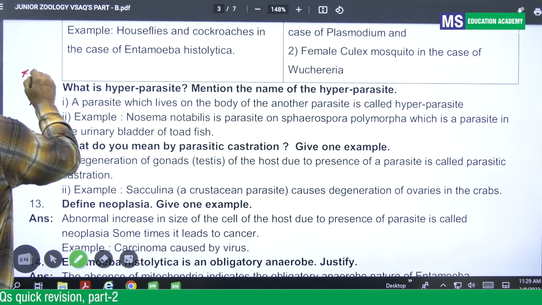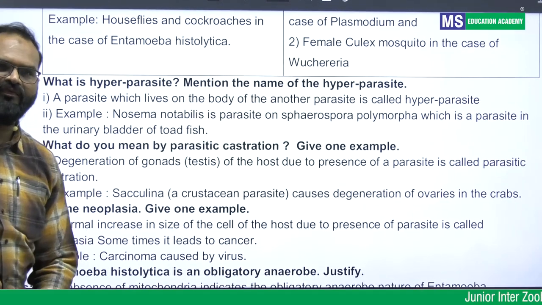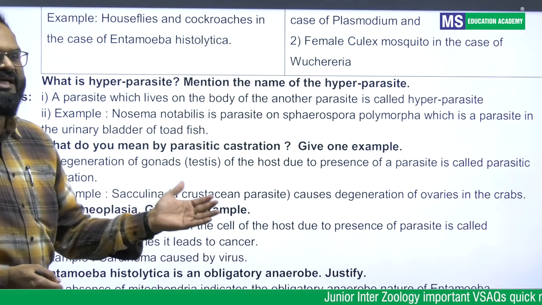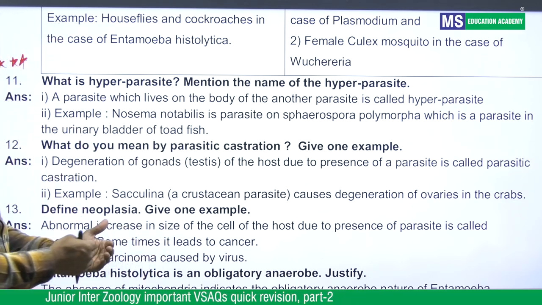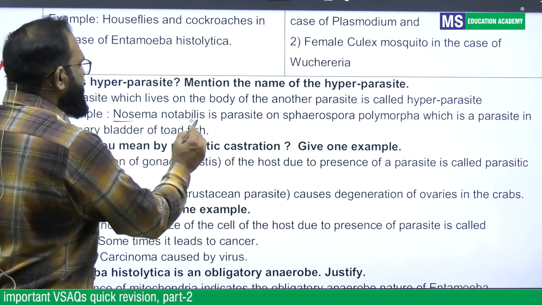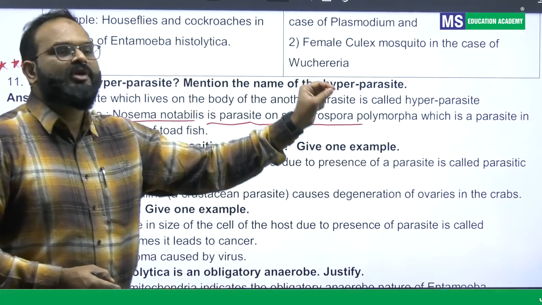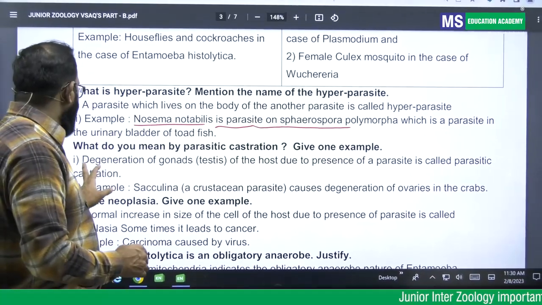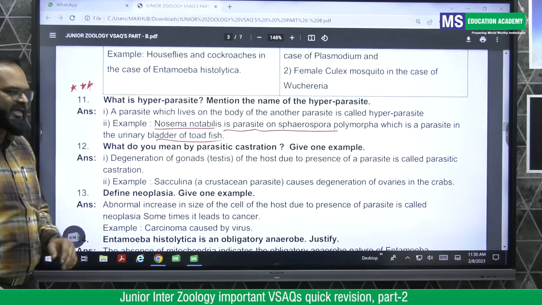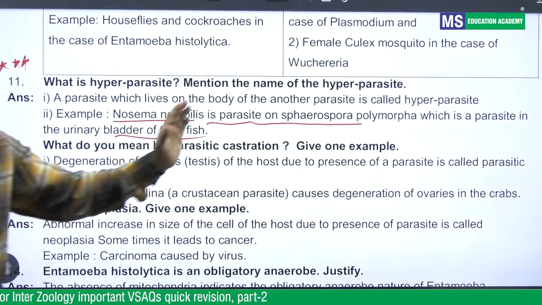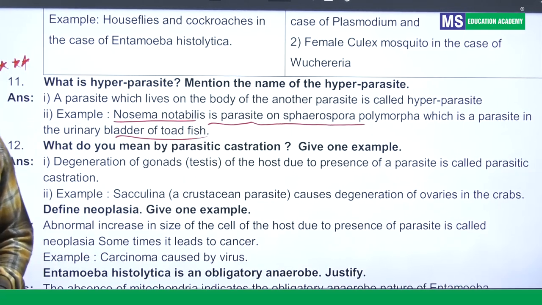Another FAQ, frequently asked question, students. What is hyperparasite? Mention the name of a hyperparasite. If a parasite lives on the body of another parasite, then we call that hyperparasitism. Example, Nosema notabilis is a parasite on Spirospora polymorpha, which is a parasite on toadfish. So here Nosema notabilis is the hyperparasite, Spirospora polymorpha is a parasite, toadfish is the host.